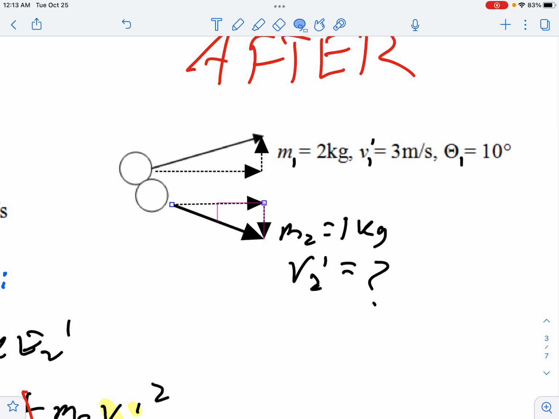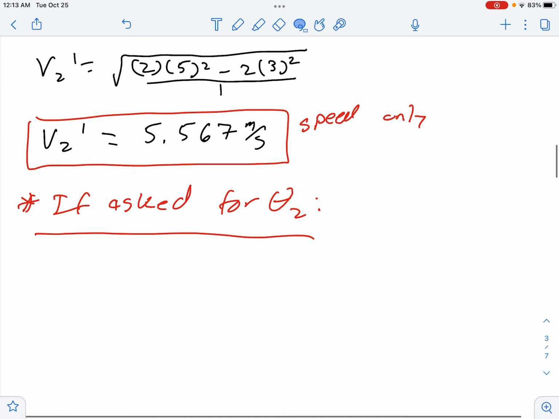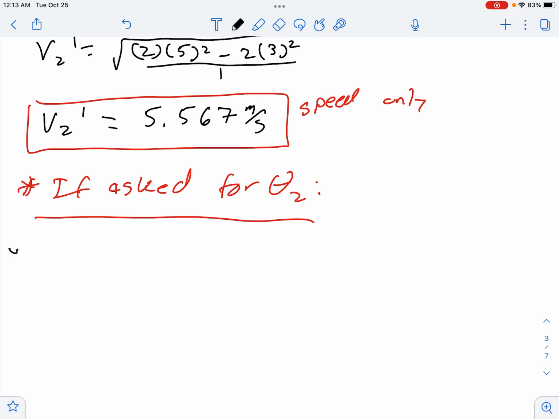Okay, so ball 1 goes up and to the right, ball 2 goes down and to the right. All right, the conservation of momentum says the before has got to be equal to the after. So I'm actually going to look at this from the perspective of the vertical momentum, the momentum in the y direction. You'll see why here in just a second.